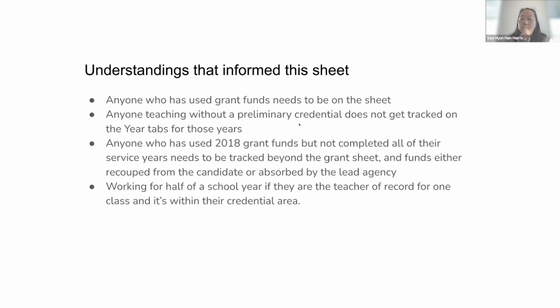Some of the understandings that informed this sheet was that, one, anyone who's used grant funds needs to be on the sheet. So regardless of how many years they've served or have not served, if they've used any grant funds, they should be reported on the sheet to the CTC. But anyone who is teaching without a preliminary credential does not actually get tracked on the years tab. And I think that piece of understanding was really tripping me up a lot in the past, because I was like, well, then how do we know what they're doing if they're not going on the sheet?